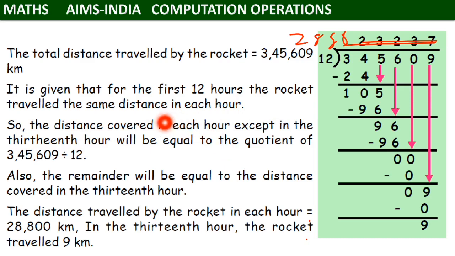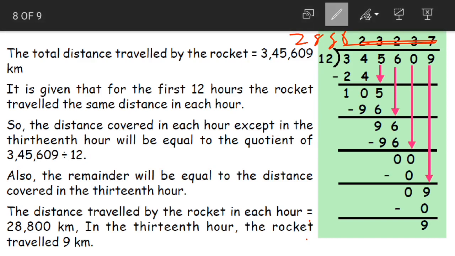Yes, children, in the first 12 hours, the rocket travelled the same distance. So the distance covered in each hour except in the 13th hour will be equal to the quotient of 3,45,609 divided by 12. Yes, 12 divided by 3,45,609. Now if you take the first digit, that is 3, 3 is less than the divisor. We cannot divide. So we'll take the 2 digits, 34. Now 34 is nearer to 12 2s are 24. So when we subtract 34 minus 24, we get 10.